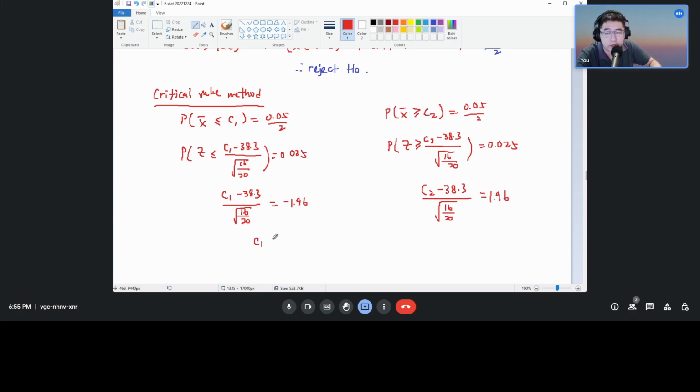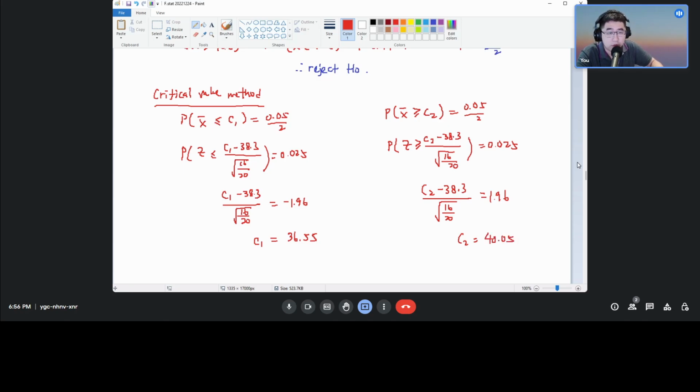From here I calculate the C1 value and the C2 value. Let's press the calculator. I have negative 1.96 times square root of 16 over 20 plus 38.3. I have 36.55. Then the other value: 1.96 times square root of 16 over 20 plus 38.3. I have 40.05.